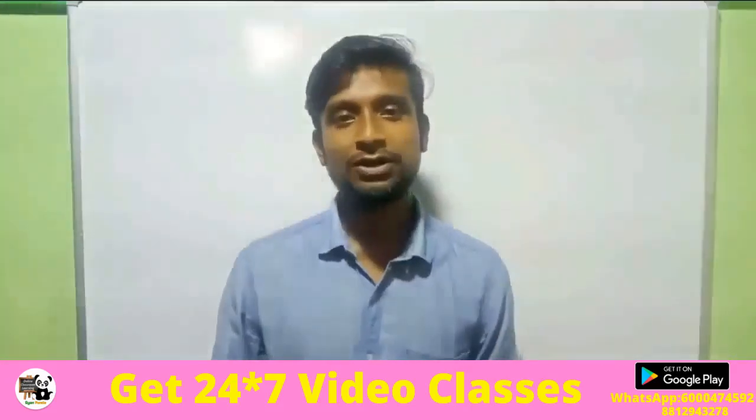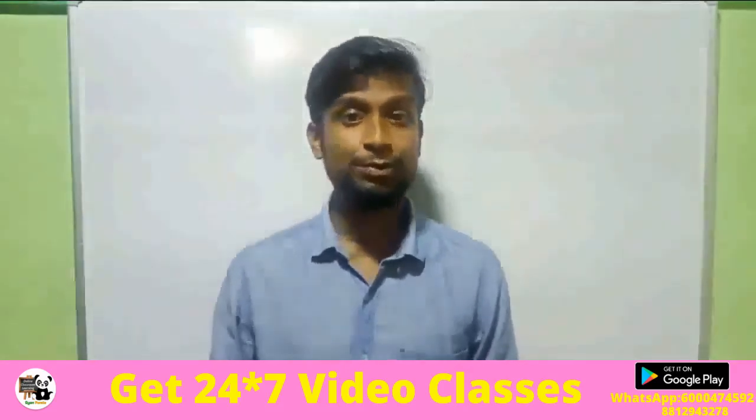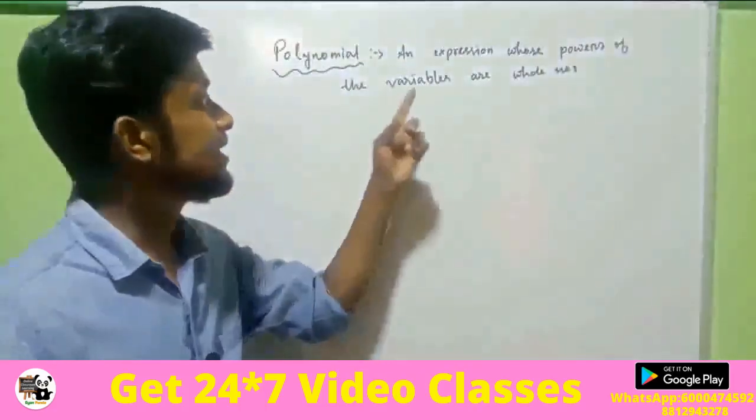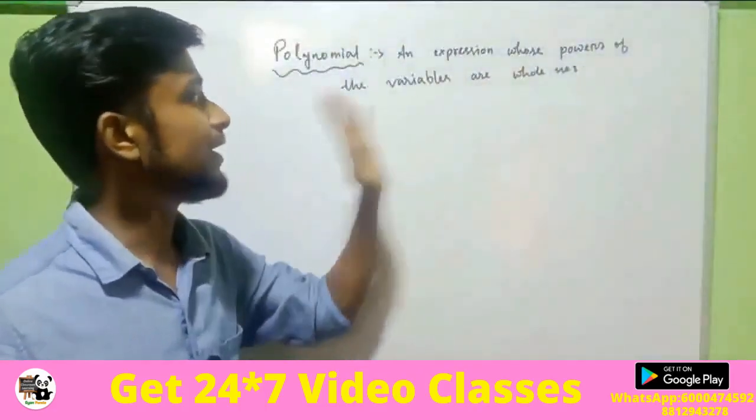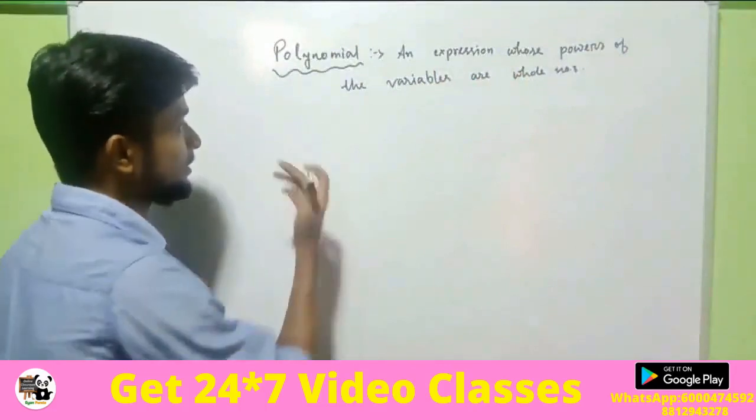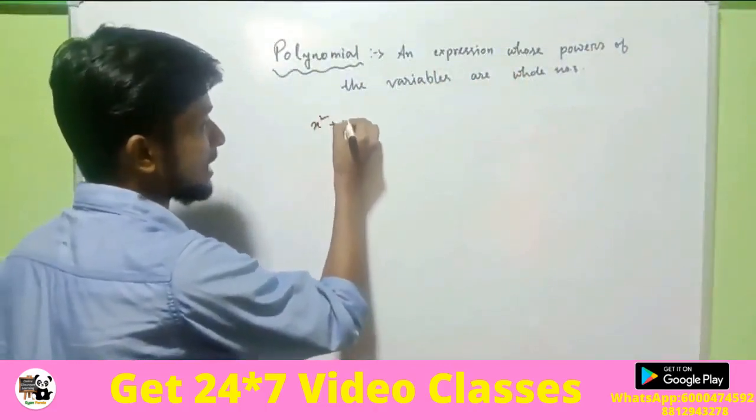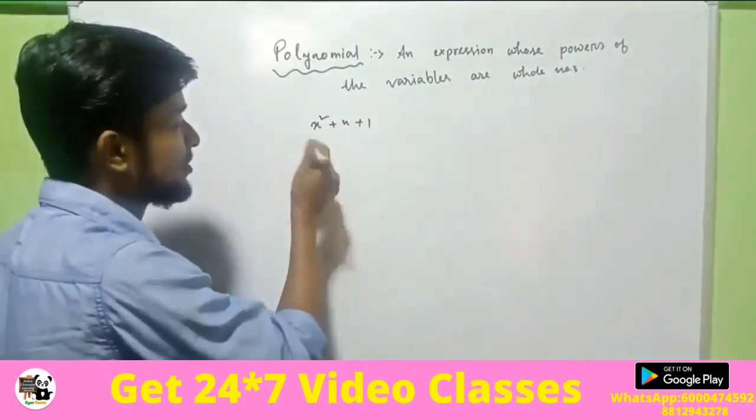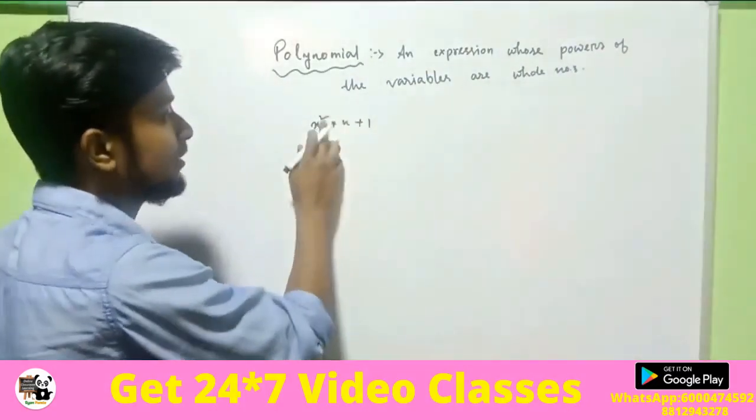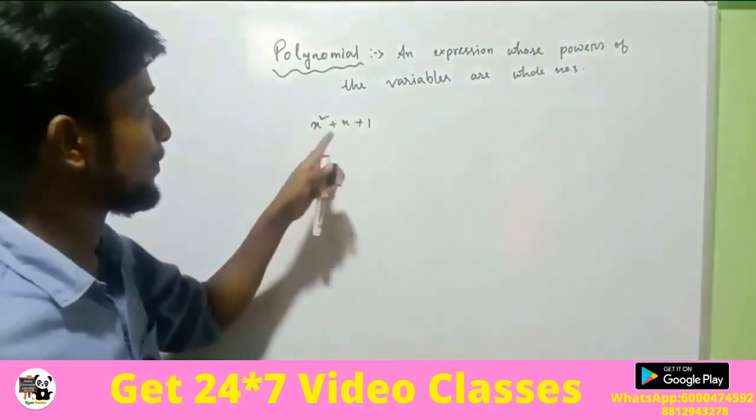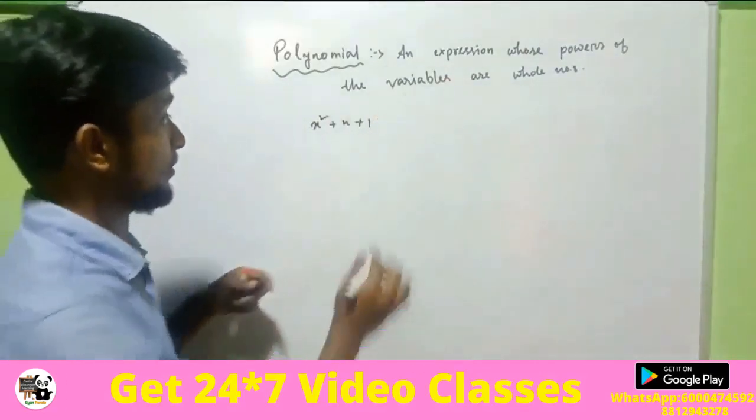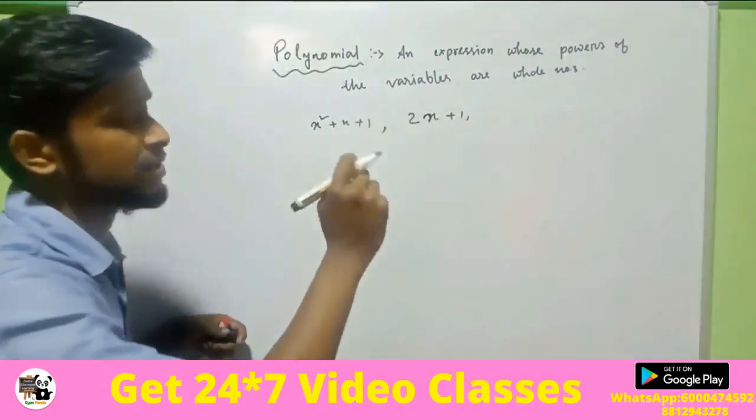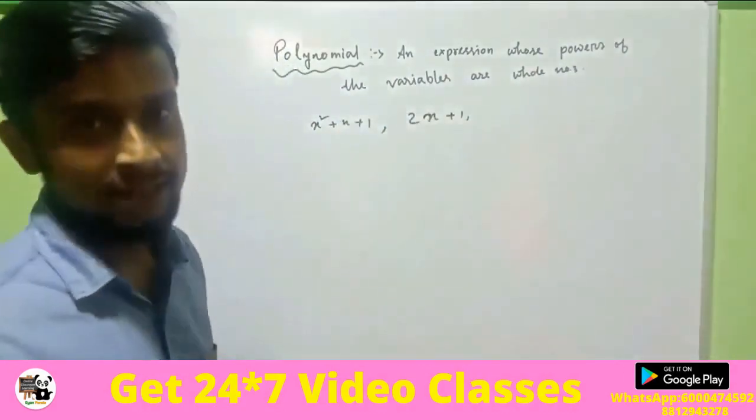Here we go. What do we understand by the word polynomial? It is an expression whose powers of the variable are whole numbers. Suppose x square plus x plus 1. Here the variable is x, and if you see, the powers are 2 and 1, the whole numbers. Suppose 2x plus 1. Here also the power of x is 1, and 1 is a whole number.